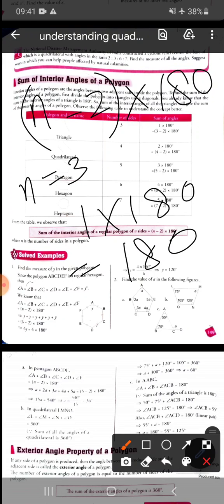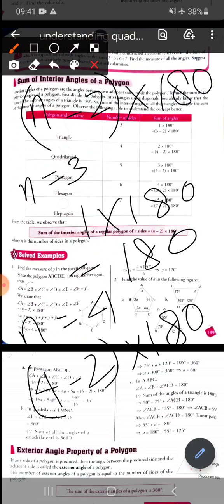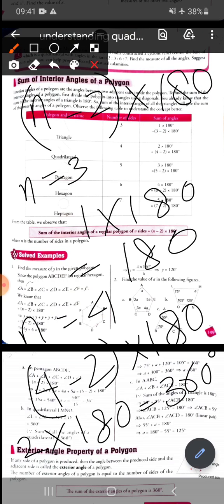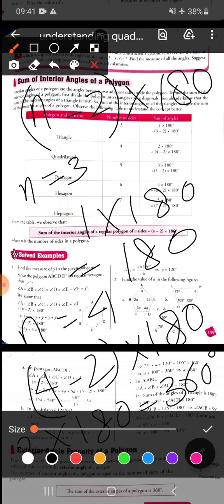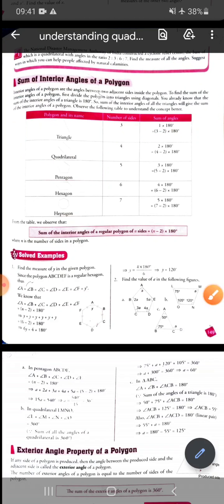angles of a triangle. Now put n equals 4 for a quadrilateral. So (4 minus 2) times 180, right? 4 minus 2 is 2, times 180 is equal to 360. So yes, the formula holds for each and every polygon. So by this formula you can easily find the sum of interior angles of a polygon.